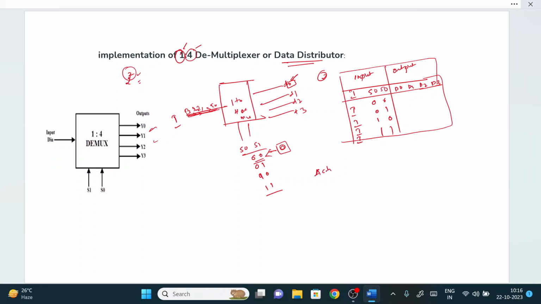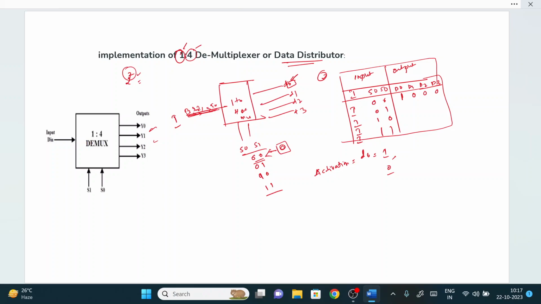Remember guys, activation means that out of these 4 possibilities we get only one output at a time, and the remaining are all zeros. At a time we can activate only a single output. One activated means the remaining should all be in deactivation mode. Which one is activated? D0. Activation means we write 1, deactivation means we write 0. So D0 equals 1, and the rest will not be activated because the selection line equals 0 0.